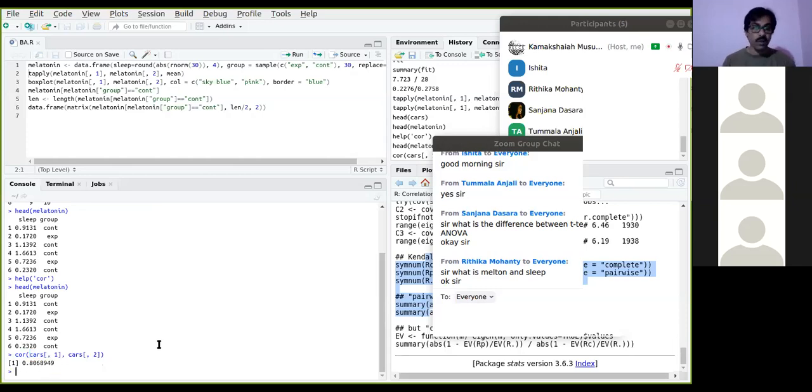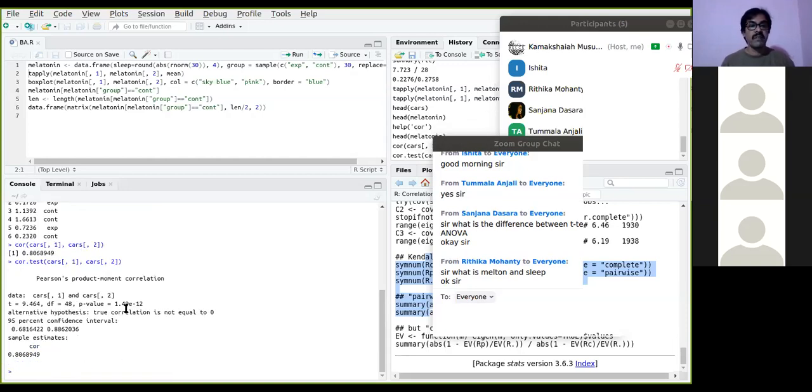Now there is another thing. Suppose you find some effect in the sample. Now we can also do some test on this. This is only sample information. This may not be true in the population. If that is the question, you have another function called cor.test. Instead of cor, you need to use cor.test. Now this time you will be having a p-value. You see here, p-value is close to zero.